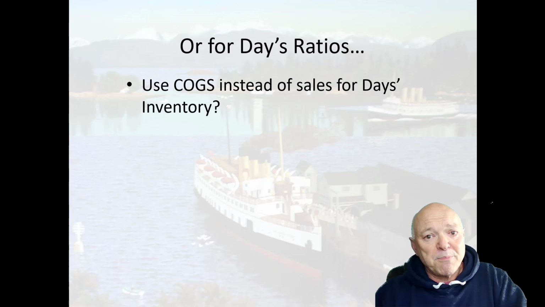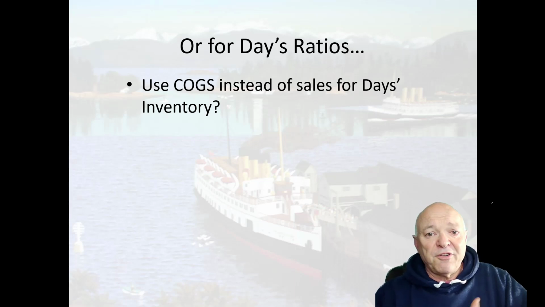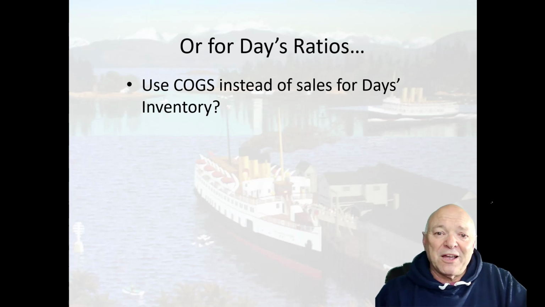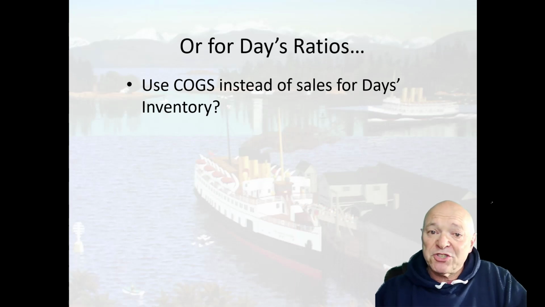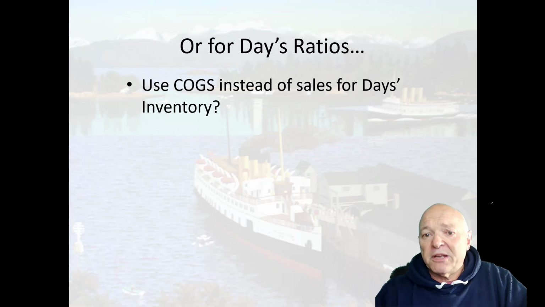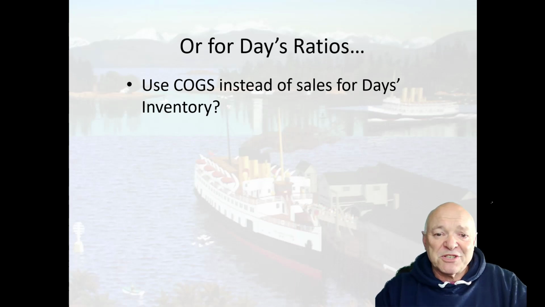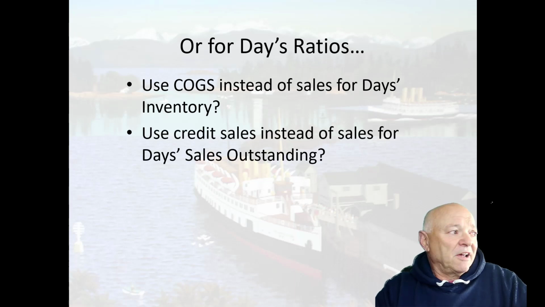So in many cases, you'll see that more complicated versions of this will use things like the cost of goods sold, or sometimes cost of service if that information is available, or cost of sales. And we might also use credit sales rather than total sales for the accounts receivable period or the days sales outstanding. A couple of other interesting complications. There is an advantage to using sales across the board.